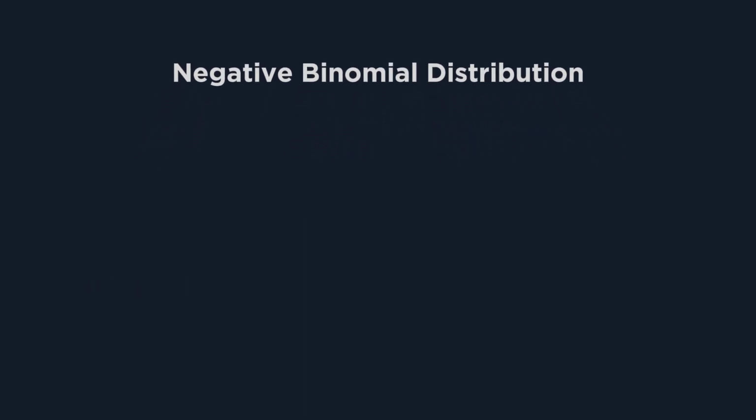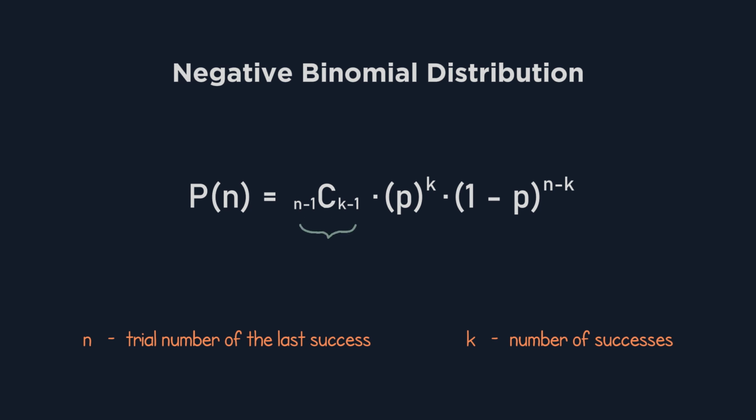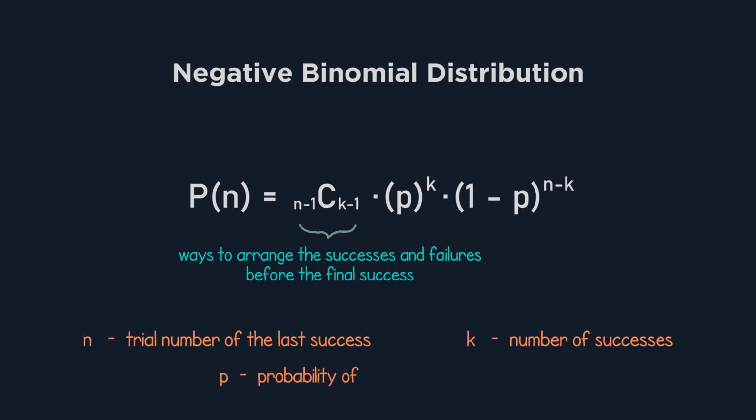Now here's how the formula goes. The probability of getting the k-th success on the n-th trial is equal to the combination of n-1 choose k-1, multiplied by the probability of success, p, raised to the power of k, multiplied by the probability of failure, 1 minus p, raised to the power of n minus k. Where n is the trial on which the last success occurs and k is the total number of successes we're aiming for. Here, n-1 choose k-1 refers to the number of ways to arrange the successes and failures before the final success. Also, p is the probability of success in a single trial. Therefore, 1 minus p is the probability of failure.